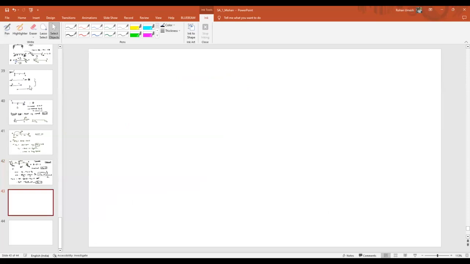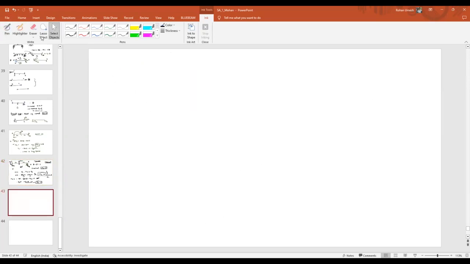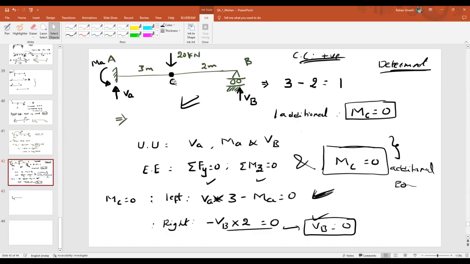Let me give you one more example. Now tell me, I want to draw the free body diagram here itself. What is the free body diagram for AB? Here there is an unknown reaction and also some moment. Now tell me, how many internal forces should I consider at point C in this case?